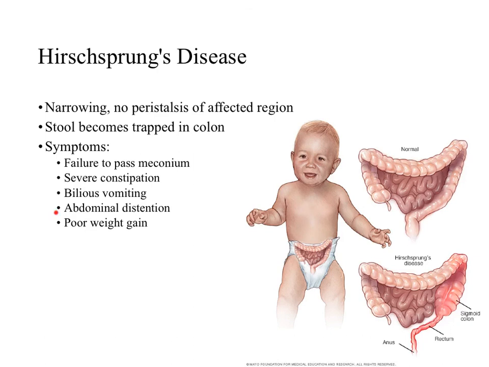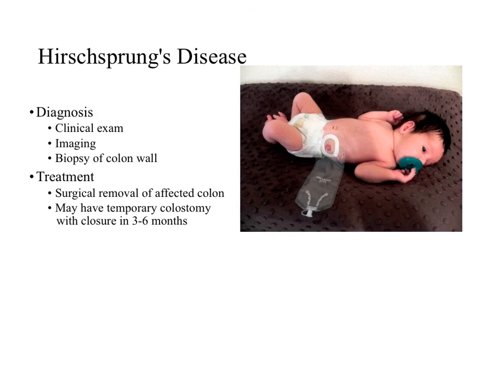We see really big rounded abdomens. The babies are usually really fussy. They're not gaining weight well. So really it's just this constellation of symptoms that tell us that digestion is not moving forward the way it's supposed to.